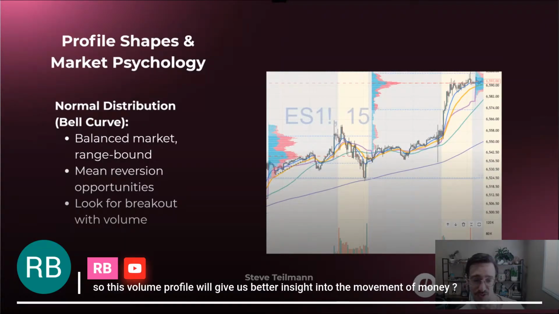So this normal distribution that we're talking about, the bell curve, that's going to look something like this right here. So just remember D shape, nice and simple. So when you get a shape like this, you're going to expect this point of control to be retested before we decide what we do.